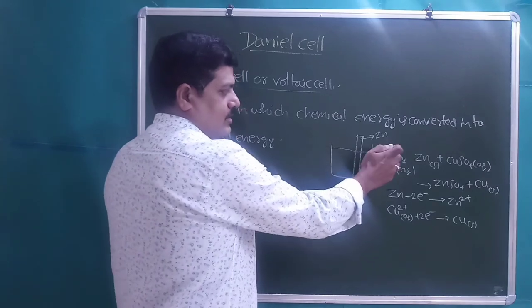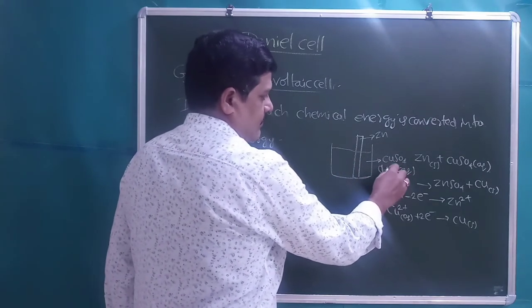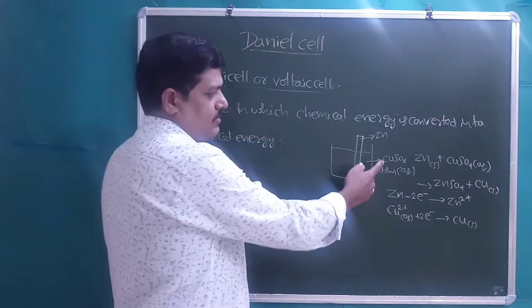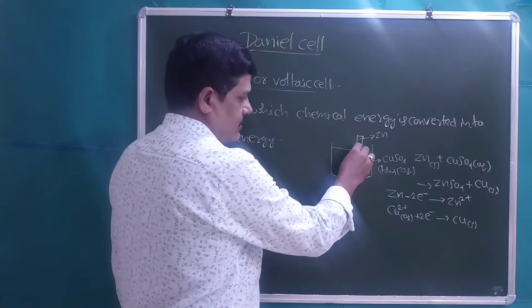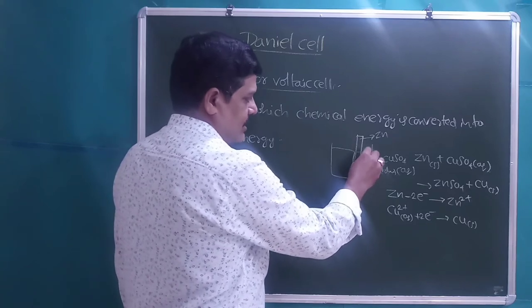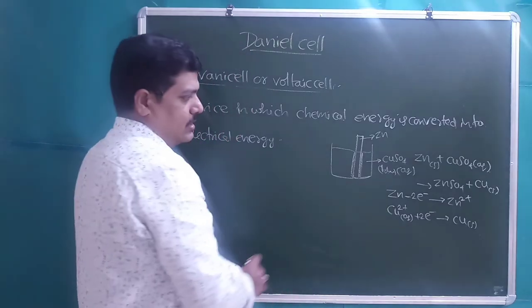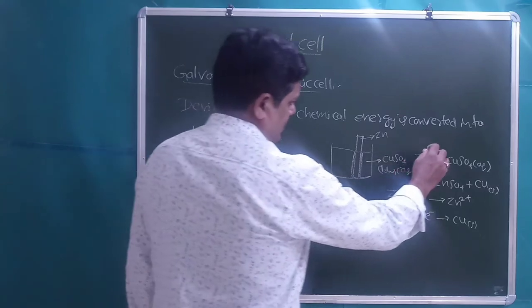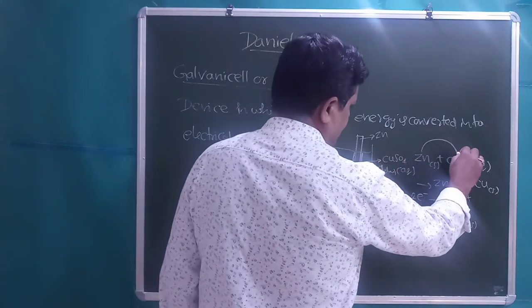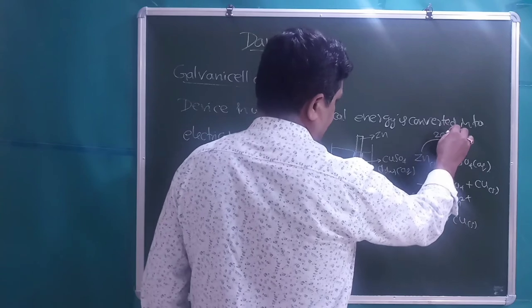The color of copper sulfate is blue. When we immerse the zinc rod, the color will disappear and a dark brown coating of copper is formed on the zinc rod. Displacement reaction takes place. The electron transfer occurs from Zn to Cu2 plus, 2 electrons are transferred.